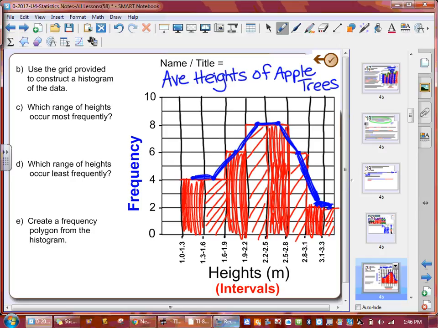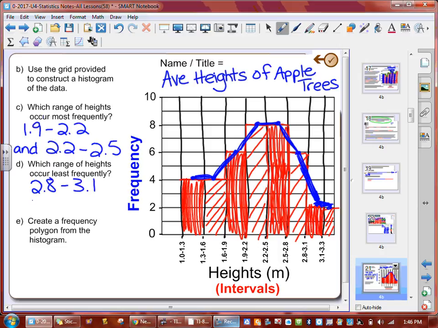So now we're answering our question. Most frequently is going to be 1.9 to 2.2, and 2.2 to 2.5. Those are our two highest bars. The two smallest bars, the two on the very end, are going to be 2.8 to 3.1 and 3.1 to 3.4. Okay? So those are the least. We already created our frequency polygon. This shows us the range of data.